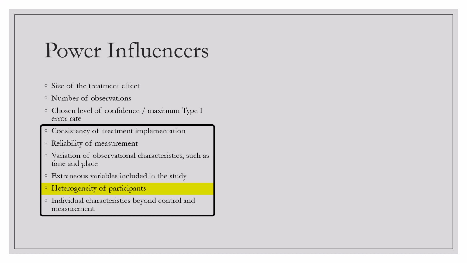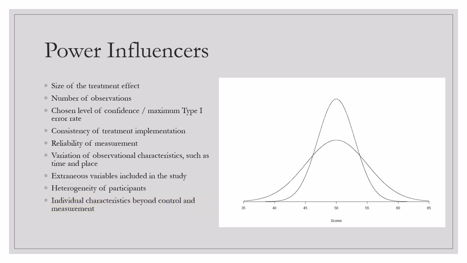The heterogeneity of participants. The more homogeneous your population, the less variation we expect to see in the response measure. The more heterogeneous the population, the more variation we expect to see in the response measure. And then the individual characteristics beyond control and measurement, such as the attitude of participants and their willingness to be cooperative in the study.